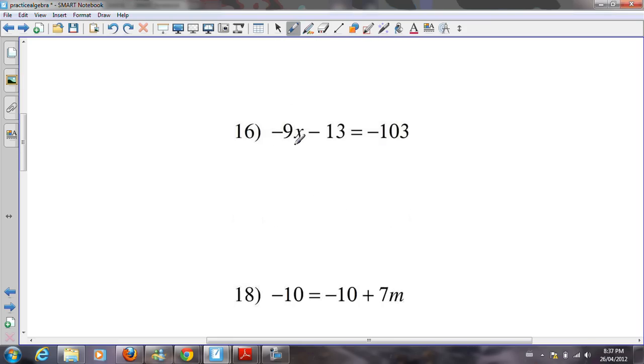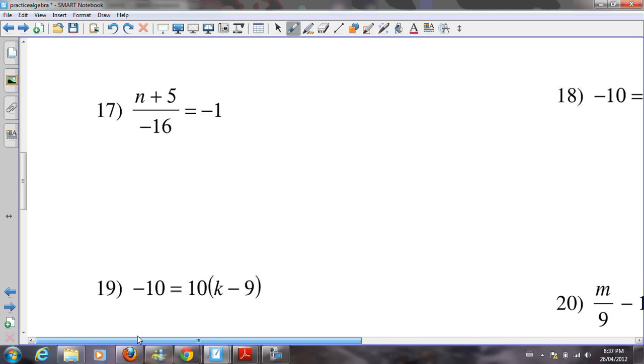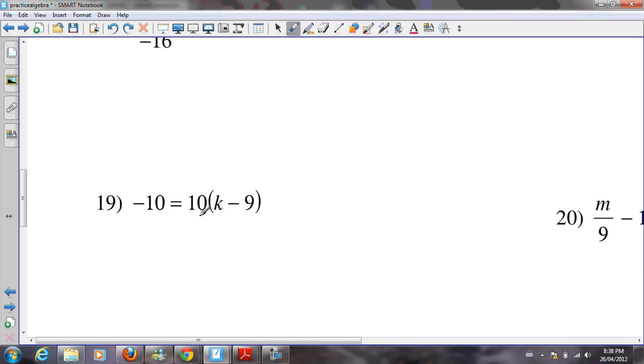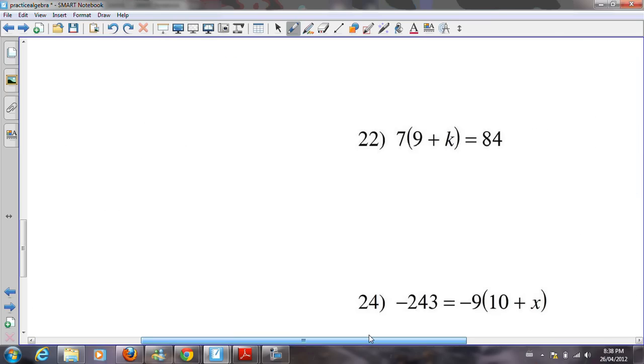Be careful with your negative signs. Okay? You must shift this over first, and it becomes positive. And then you've got to divide by negative 9 to get rid of the negative 9 times. So don't forget to do not just the 9 times, but the negative that's in front of the 9 as well. And the last one over here, you got to divide it by 10 to get rid of the 10 in front, but don't forget to do it to both sides, and watch your negatives when you're doing this one, and it should work out for you nice and easy, just like the rest of them.